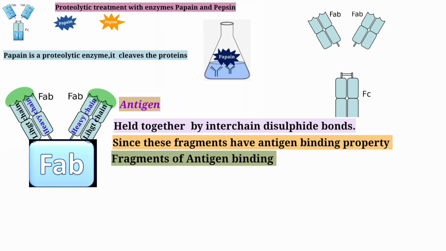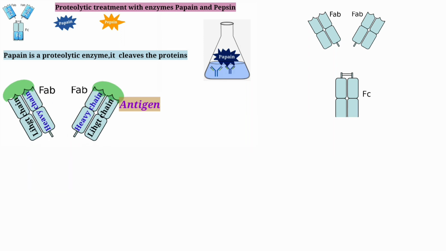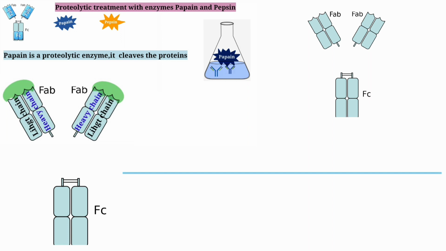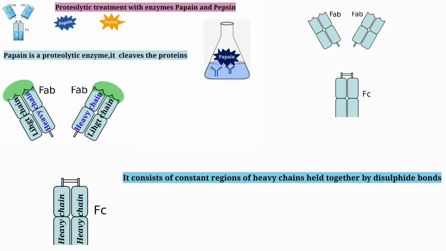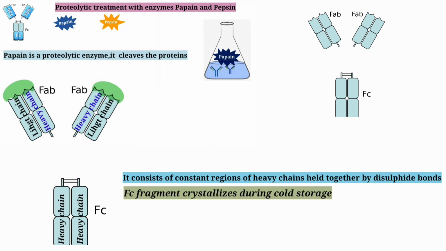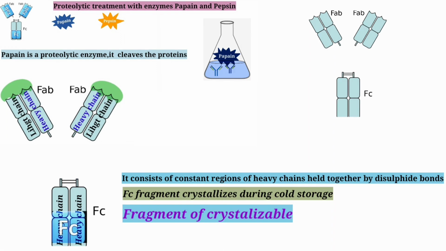So the two Fab fragments contain V regions and thus bind antigen. The third fragment has no antigen binding activity. It consists of constant regions of heavy chain held together by disulfide bonds. It was found that this fragment crystallized during the cold storage. That is the reason why it's called Fc region or fragment of crystallizable.